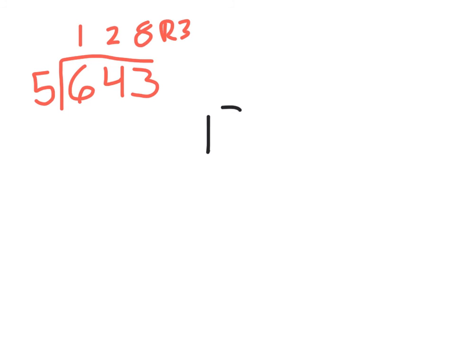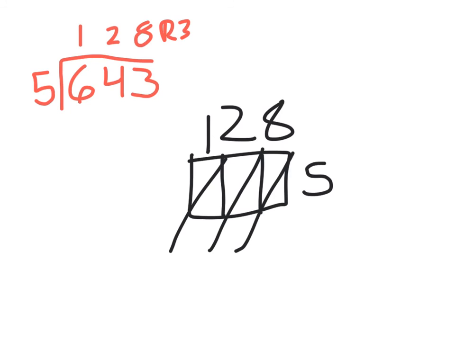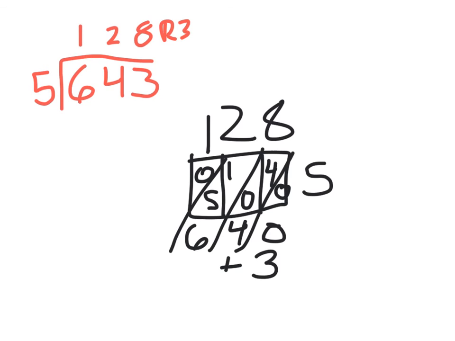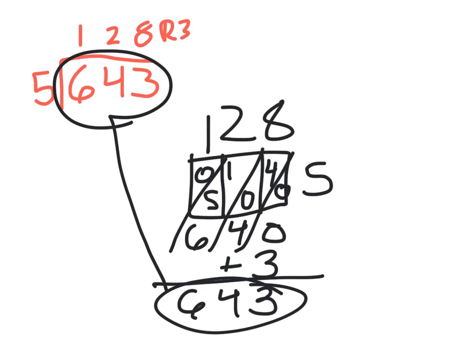So it's going to be 128, this time I'll do lattice box, times 5. So 5 times 8 is 40, 2 times 5 is 10, 1 times 5 is 5. When we're adding our diagonals, 0, 4, 6. Now 640 is not the same, but it looks like I left off my remainder. So now I add this up, 643. We see 643 matches up with this one, and so we know we're correct.